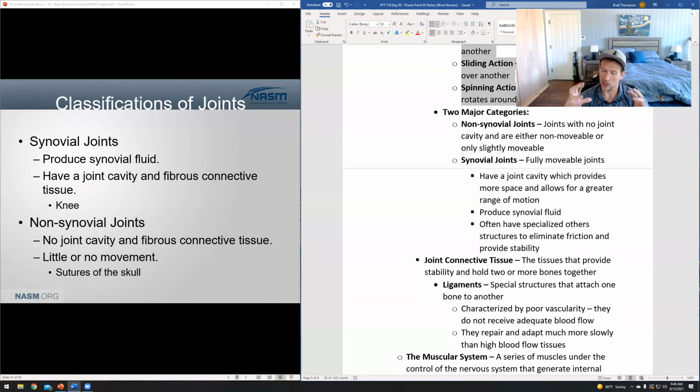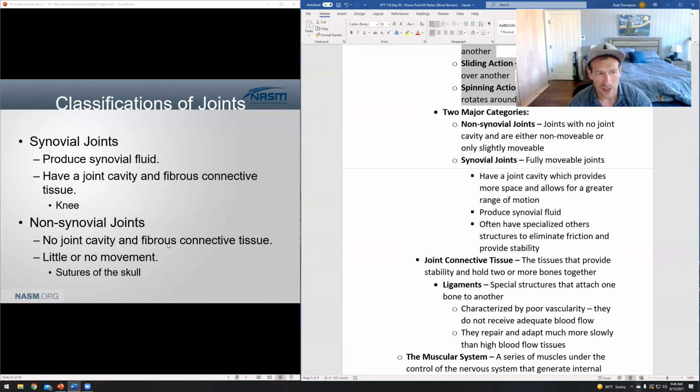But then, if you look at where your two pelvic bones come together, that's a really good example of a semi-movable joint. It can do a little bit of movement like this, a little bit of this, a little bit of this, but it's not really designed to do a full range of motion. That's where your synovial joints come in.